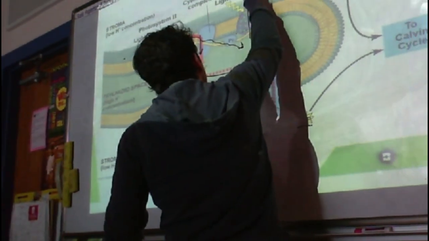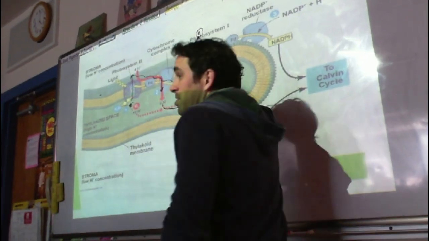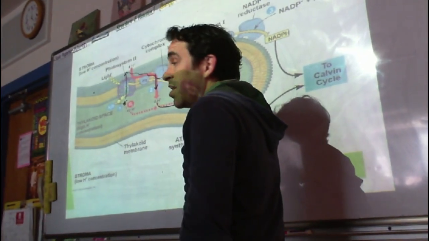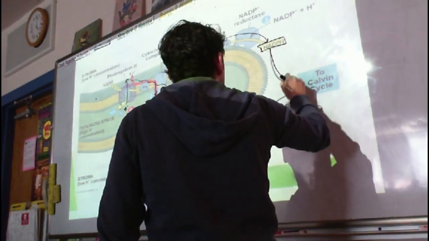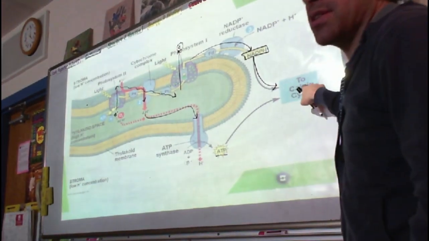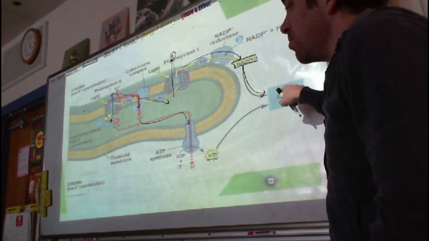Re-energize with photosystem 1, because it's in the order it's named, not the order that the electrons flow. And then capture those electrons on a carrier, send that energy to the light independent reactions, aka the Calvin cycle. So that's the skinny on what we had done.